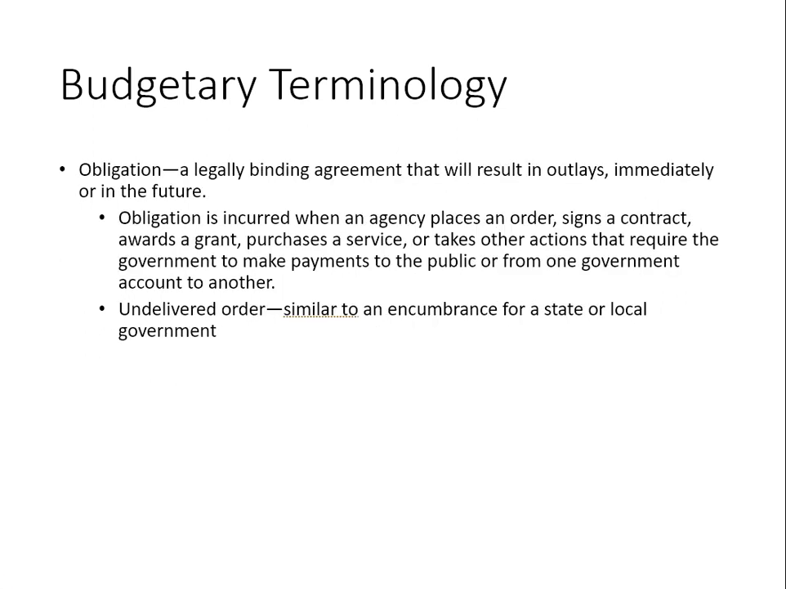An obligation is a legally binding agreement that will result in outlay, resulting in payment, immediately or in the future. An obligation is incurred when the agency places an order, signs a contract, awards a grant, purchases a service, or takes other actions that require the government to make payments to the public or from one government account to another.